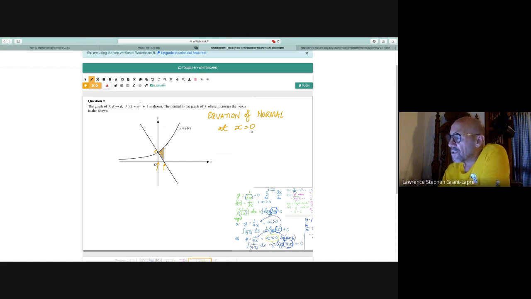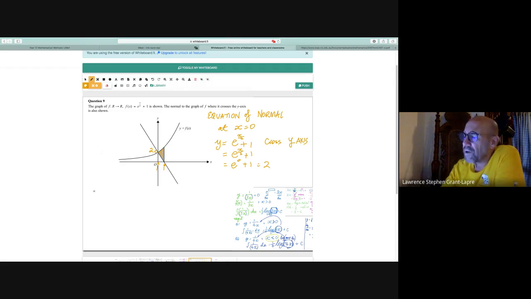So where does it cross? Where does y equals e to the power of x over 2 plus 1 cross the y-axis? That is when x is 0. Then y is e to the power of 0 plus 1, which is equal to 2. So it crosses at 2 at the y value, when x is 0.